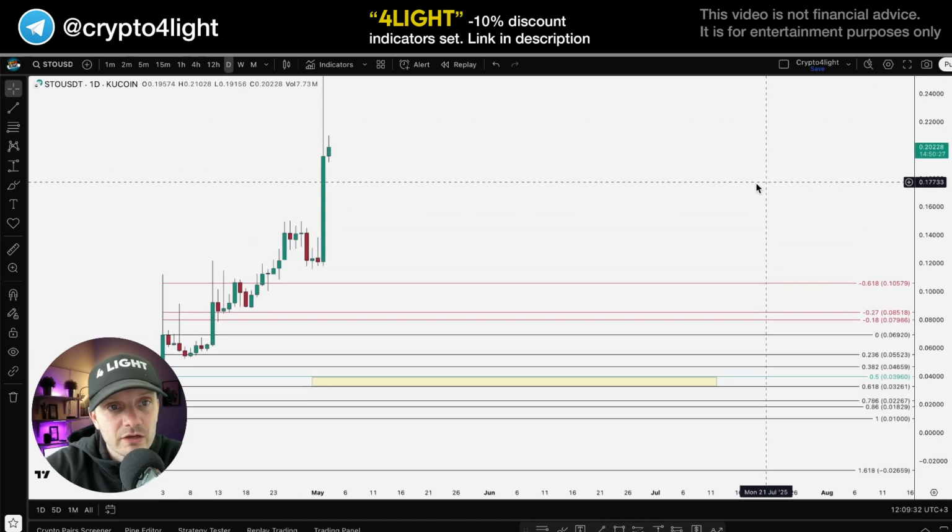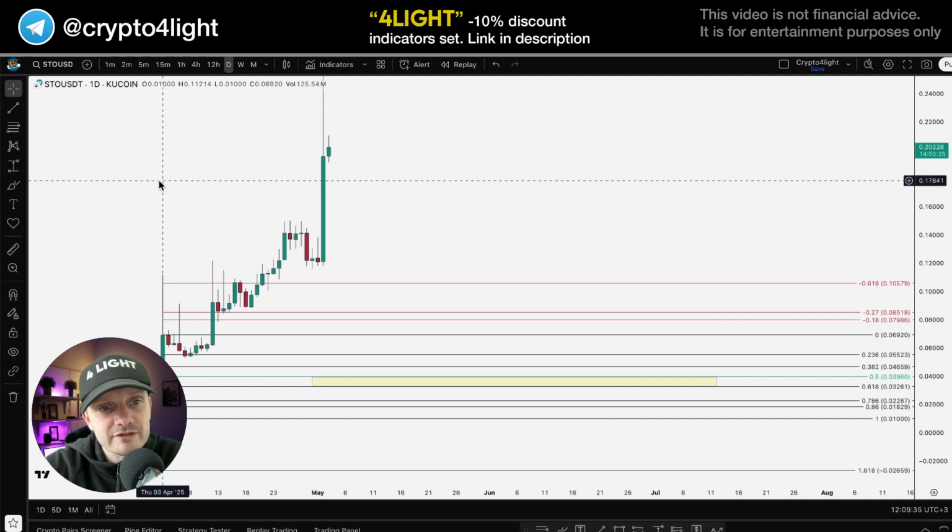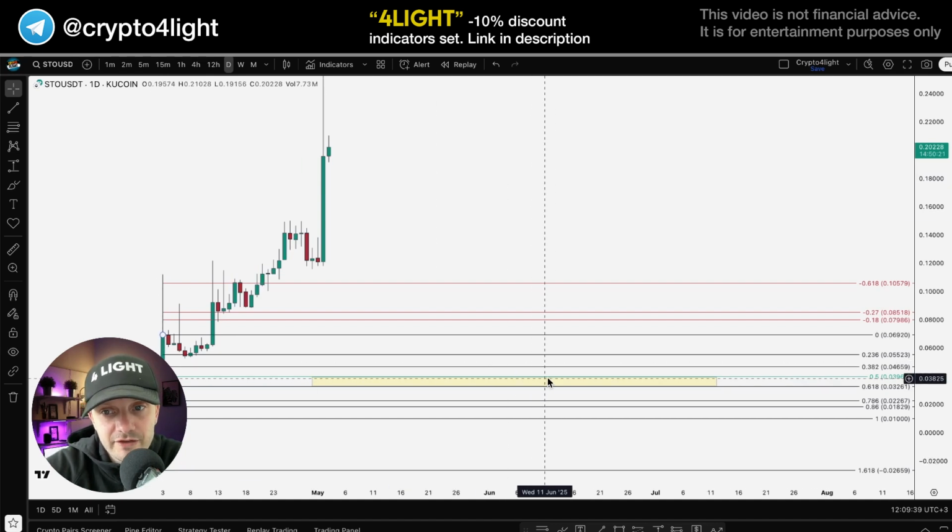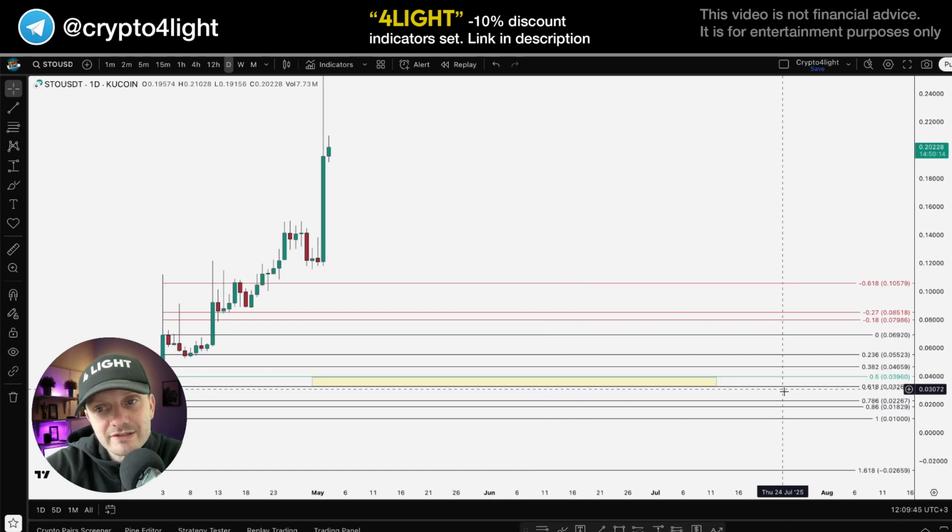On KuCoin, I used KuCoin because it was the lowest point of the listing, 1 cent. Zone of interest based on this model, how to work with this model, I highly recommend you go and check the free educational video. It's 3 cents 96, 3 cents 26, 2 cents 26, 1 cent 82. So this is a zone of interest.